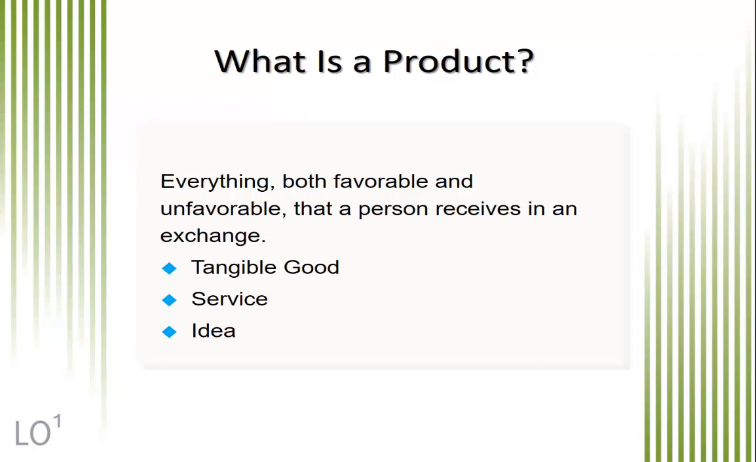First, let's talk about some definitions of the product. Product is everything, both favorable and unfavorable, that a person receives in an exchange. It can be either tangible goods, services, or ideas. To most people, the term product means a tangible good. However, services and ideas are also products from the company.